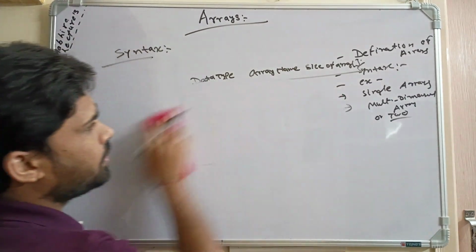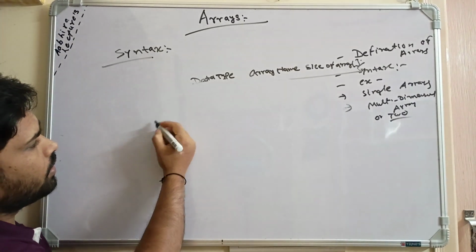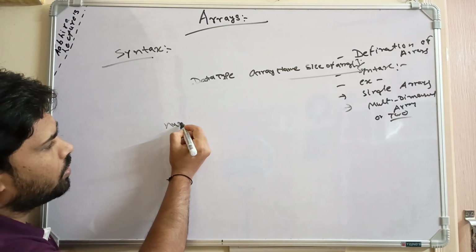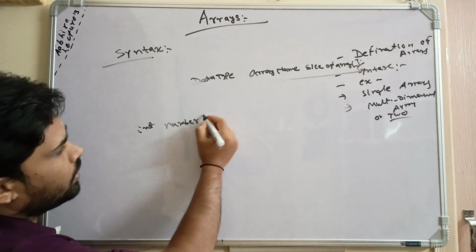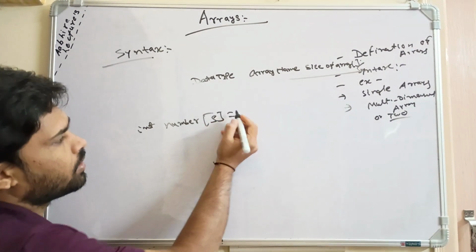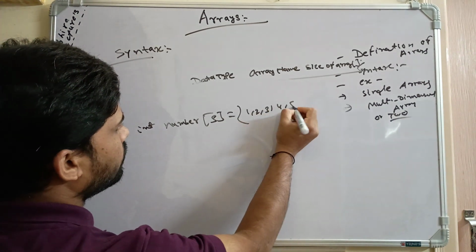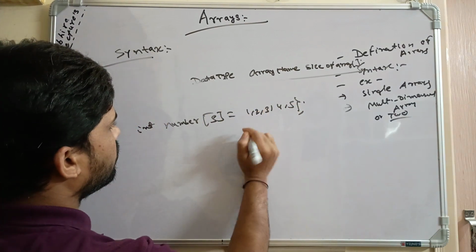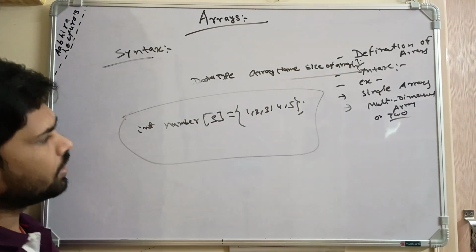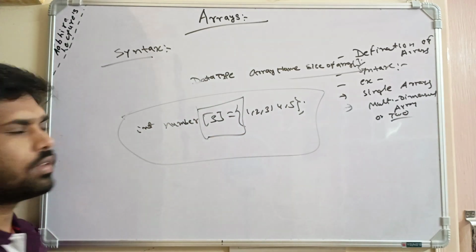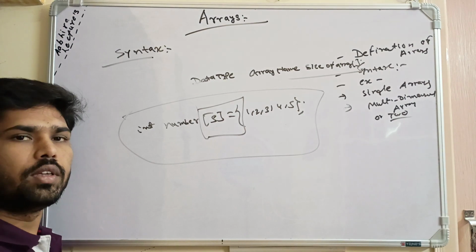Now we will see a single array. In a single array, the variable is the same, only one, with the data type and size 5. So this is the single array, because we created only one array of size 5, and we are storing in that variable number the values 1 2 3 4 5. So this is a single array.